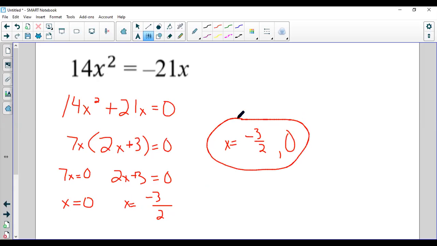Zero product property. Remember, a zero product property requires a multiplication product to be able to do. If there's an addition or subtraction, it's not a product. You've got to do some factoring to create a product.